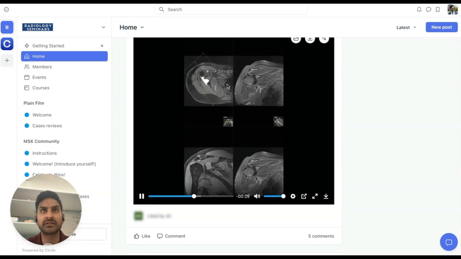Apparently, a lot of these cysts come as a result of SLAP tears. I thought this one was coming from the actual glenoid, like a paralabral cyst. But according to literature, usually it's going to be a SLAP tear that causes this.